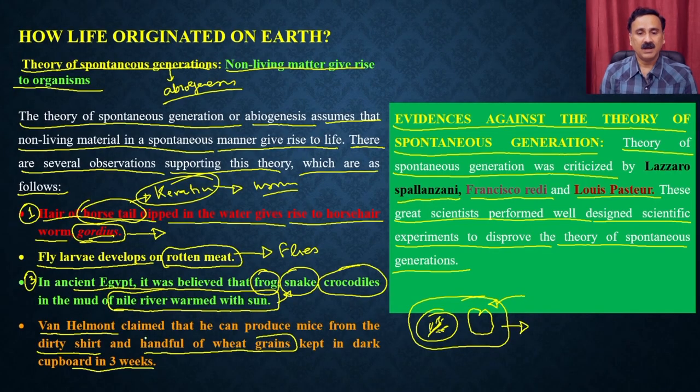So there was no experiment, except that van Helmont probably did a very, very crude experiment where he just kept a dirty shirt and a handful of wheat grains, and he found that after 21 days there was a development of mice. But he did not do any kind of control experiment. So to test this theory, these three scientists did very meticulous scientific experiments. Let's see those experiments.